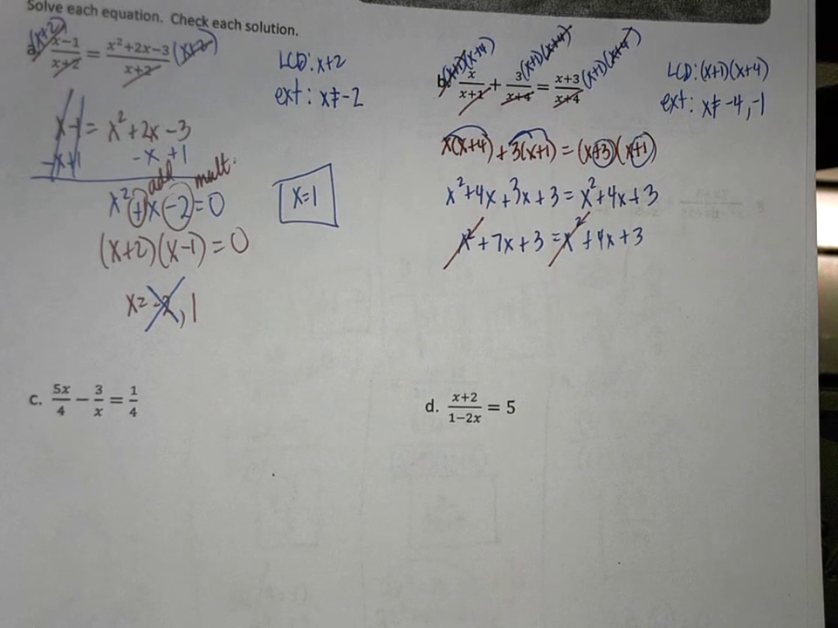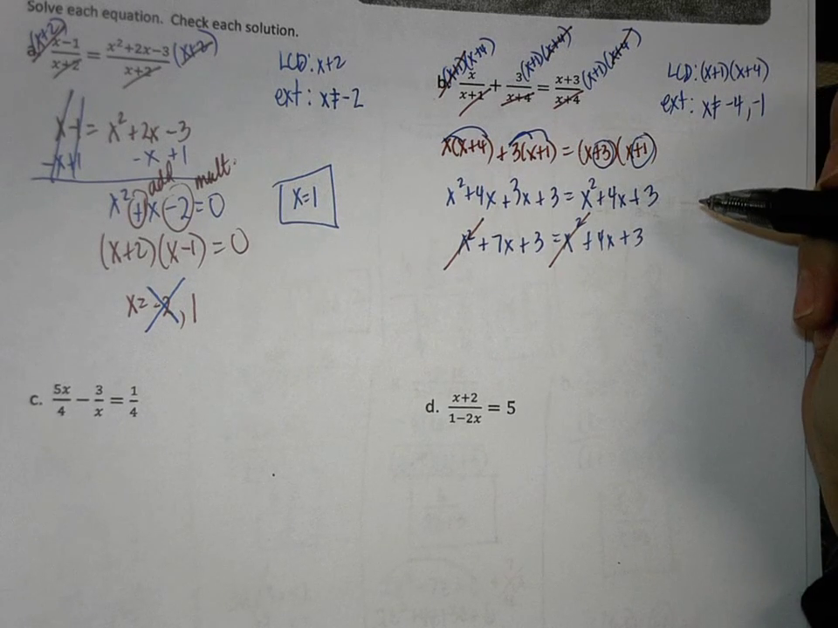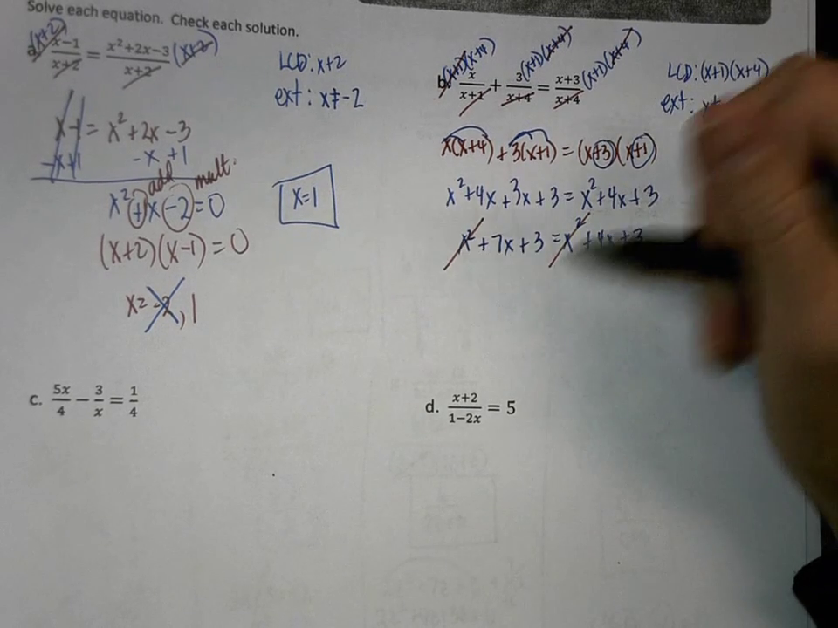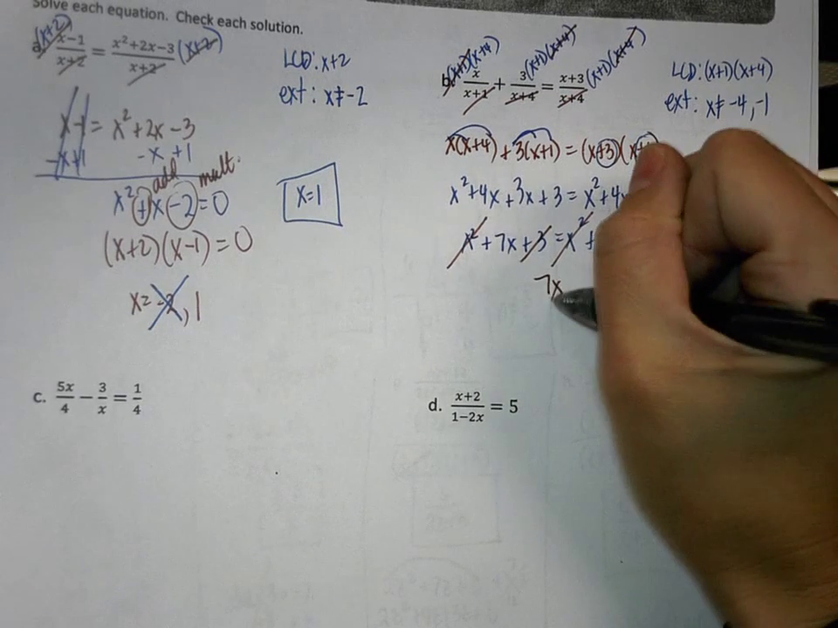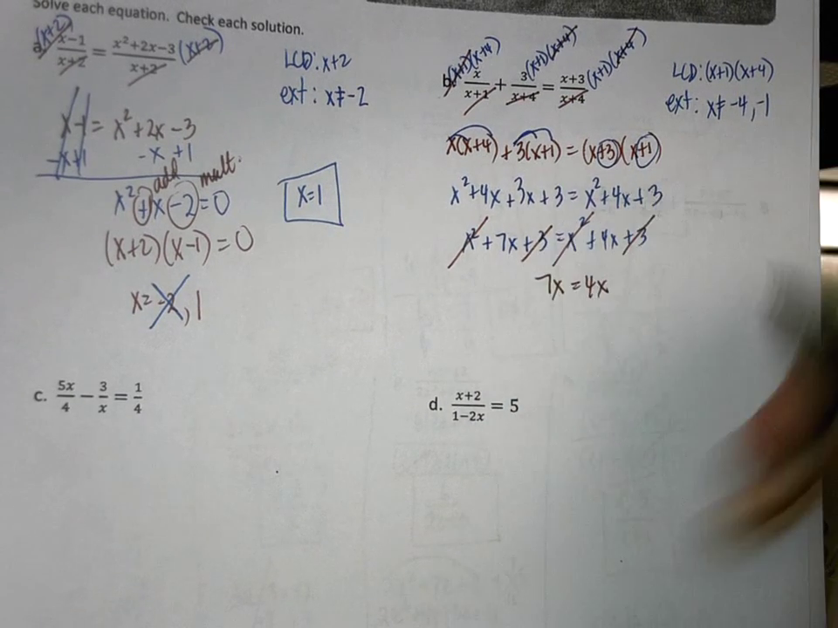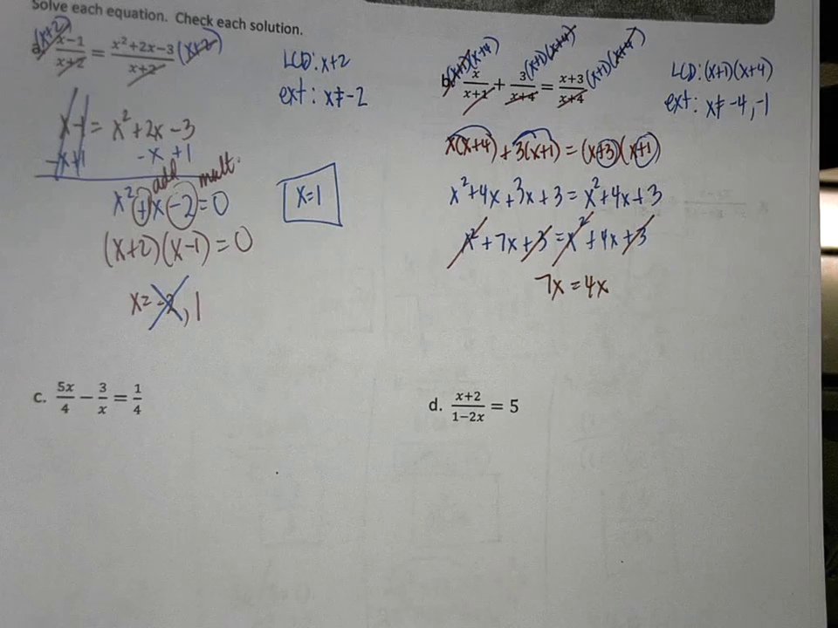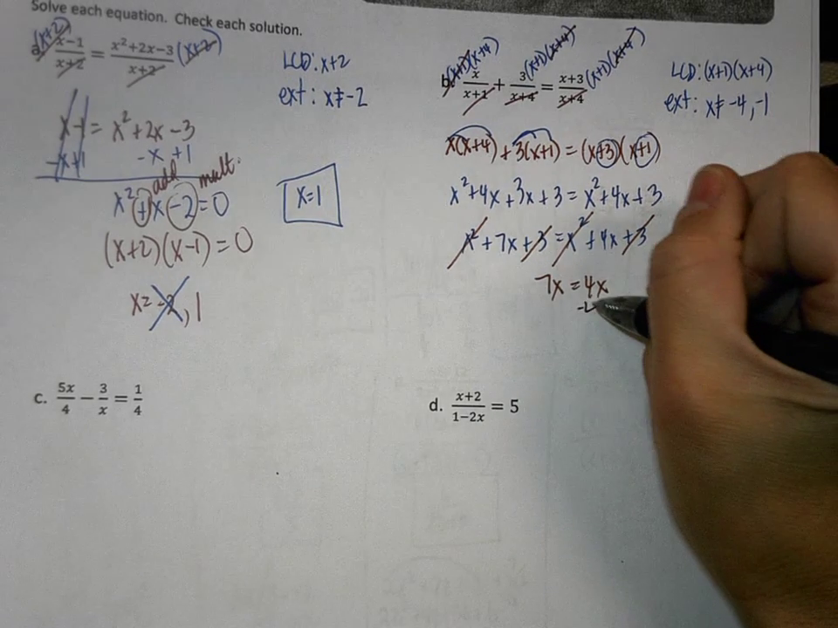Well, could you also do the threes too? Oh yeah, you could. So do you guys notice how these are both 3's? So those could also eliminate. So I really have 7x equals 4x. So what would you do next now? You would subtract 4x. I'm going to subtract 4x.